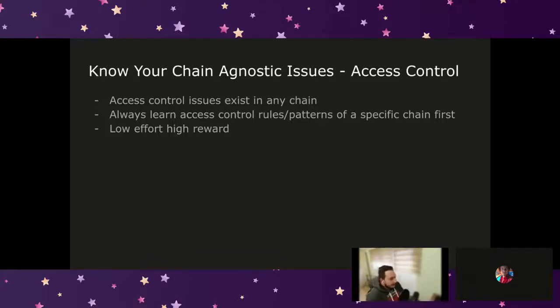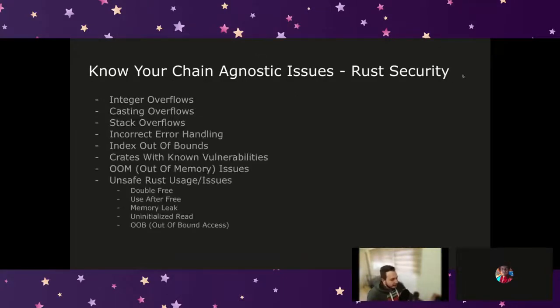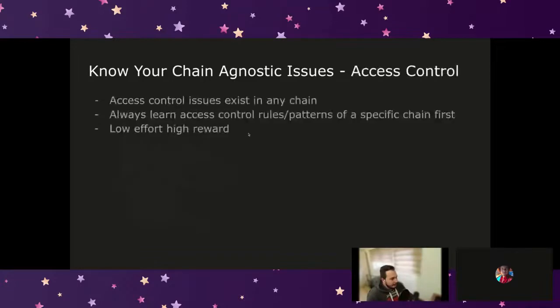Then you combine this with the Rust security issues. Amazing! You can already find a lot of bugs, because you'll be surprised how many times I've seen people forgetting to put some ownership checks on their private functions. So that's super low effort, high reward. I always suggest starting with access control issues when learning a new chain.